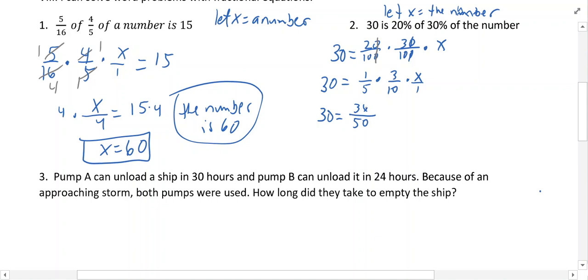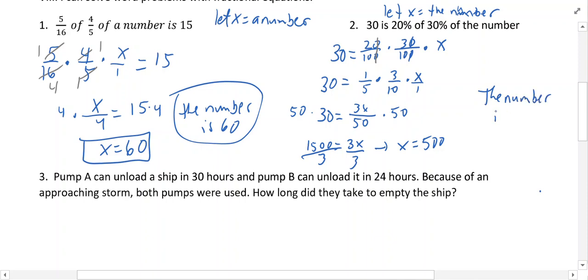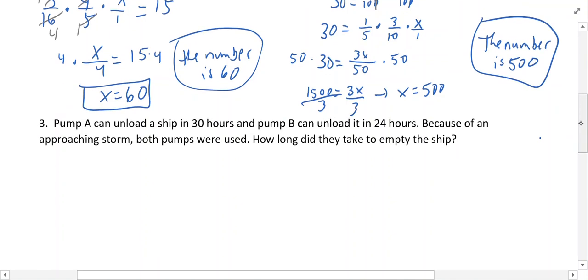Then I want to get the x by itself. First I'm going to get rid of the denominator, so I'm going to multiply both sides by 50. I get 1,500 equals 3x. Then to get x by itself, I'm going to divide each side by 3. When I divide by 3, I get x equals 500. So again, we could say the number is 500. All right, let's go to the next problem.